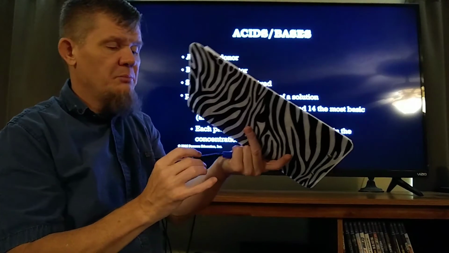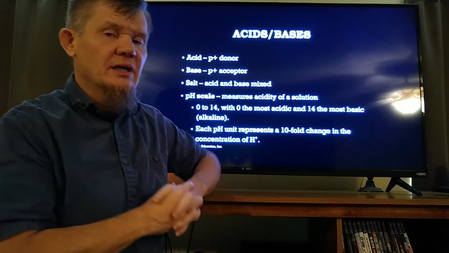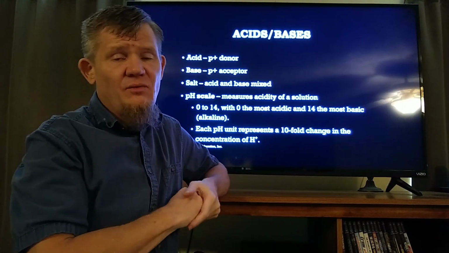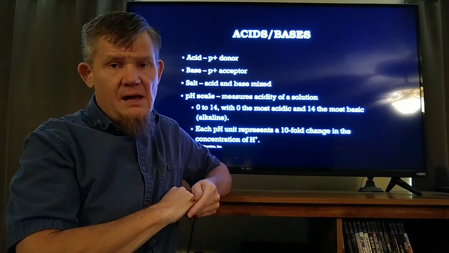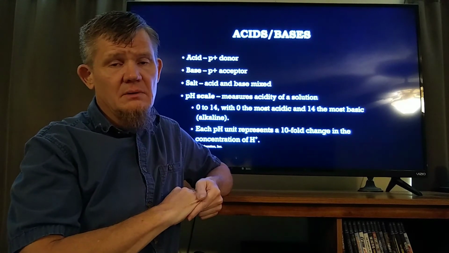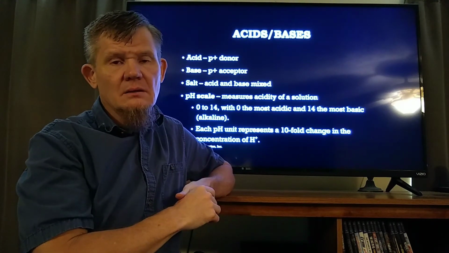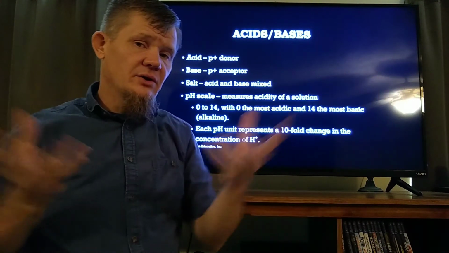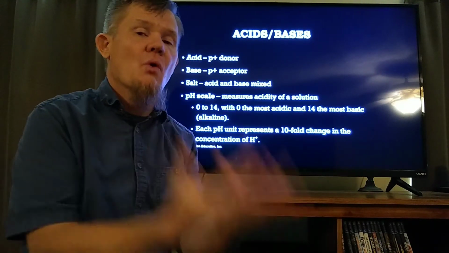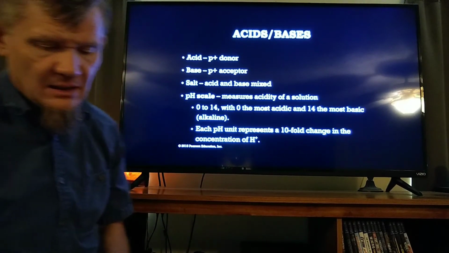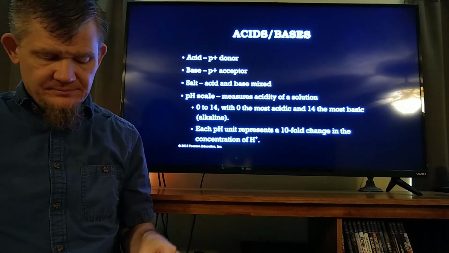When you add a base to water, what happens is the base will suck up any naturally occurring hydrogen ions. Even in an ordinary glass of water, you've got uncountable trillions, uncountable bajillions of hydrogen ions floating in that glass of water. And when you add a base to the water, it will suck up the naturally occurring hydrogen ions and reduce them. When you add an acid, you add more hydrogen ions to them. The pH scale measures acidity.